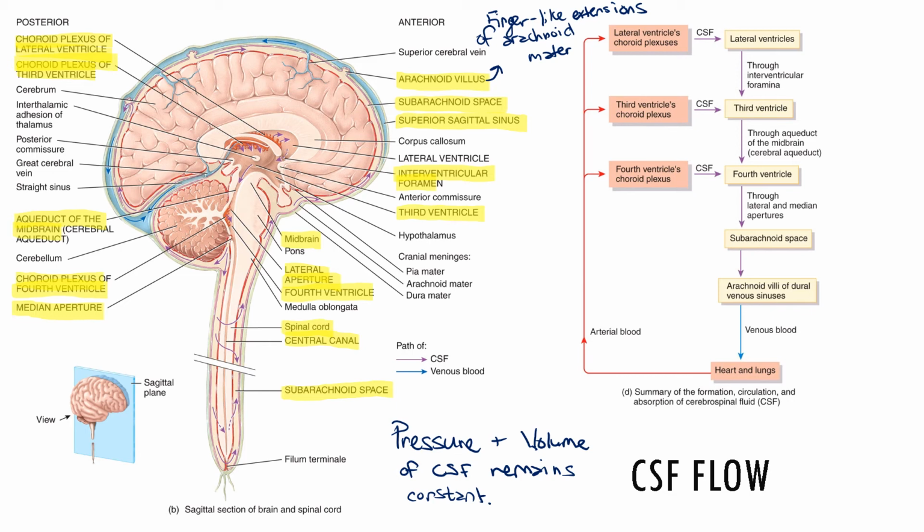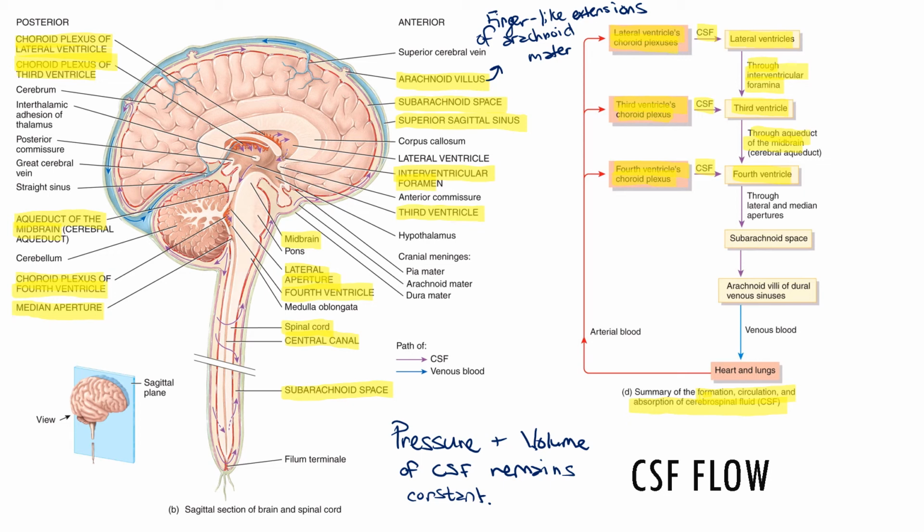So on the right here, we also have a nice summary of the formation, circulation, and absorption of that cerebrospinal fluid. So at the top here, we have the lateral ventricles, choroid plexuses contributing cerebrospinal fluid into the lateral ventricles. That cerebrospinal fluid would flow through the interventricular foramina into the third ventricle, where the choroid plexuses of the third ventricle are going to contribute more cerebrospinal fluid. Then that cerebrospinal fluid is going to travel through the aqueduct of the midbrain into the fourth ventricle, where the choroid plexus in the fourth ventricle is going to contribute more cerebrospinal fluid.